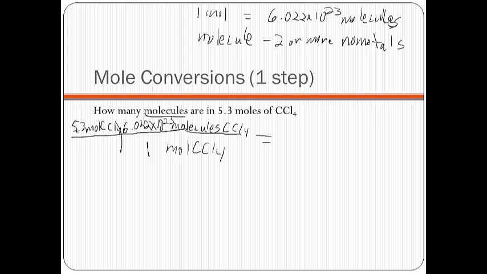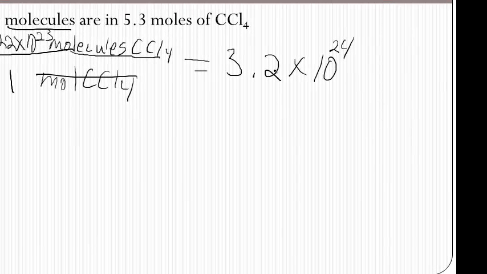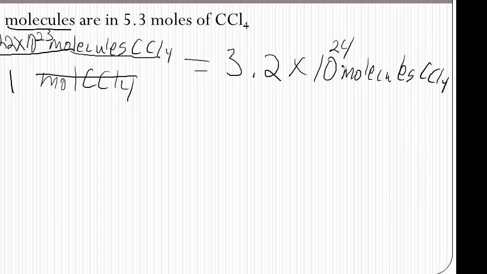Divide by the 1 on bottom, so 5.3 times 6.022 times 10 to the 23rd divided by 1, and we get the grand total of 3.2 times 10 to the 24th. Moles cancels out. We're left with molecules of CCl4. Sorry about my handwriting.